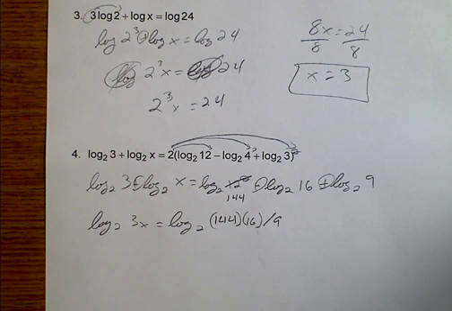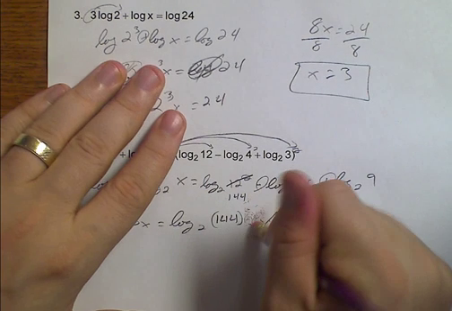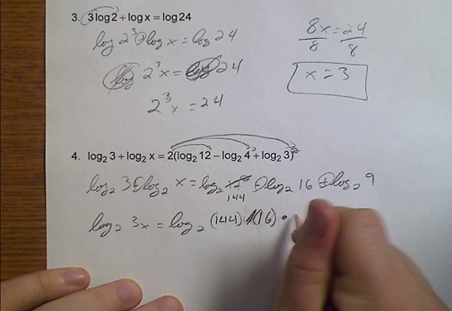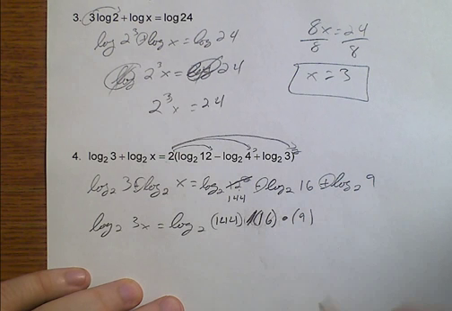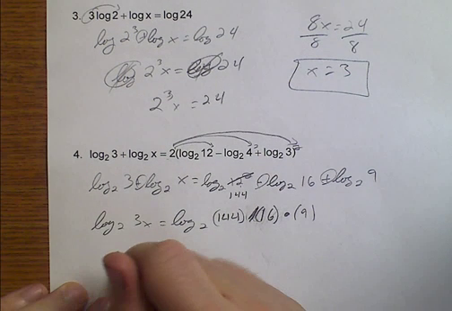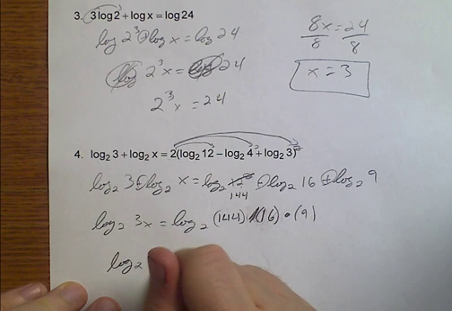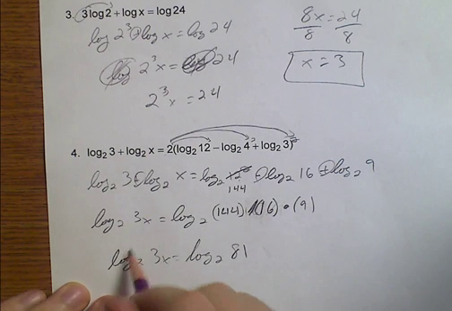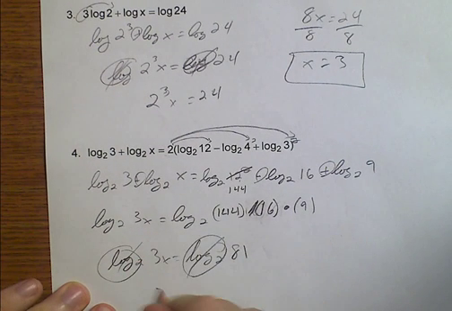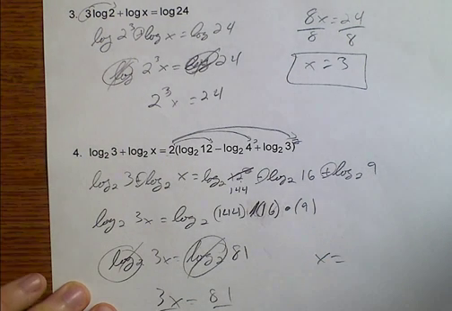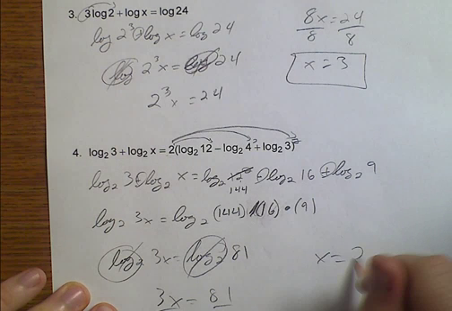Sorry, divided by 16 times 9. So 144 divided by 16 times 9 is 81. The log base 2 of 3x equals the log base 2 of 81. So 3x equals 81. And we get 27.